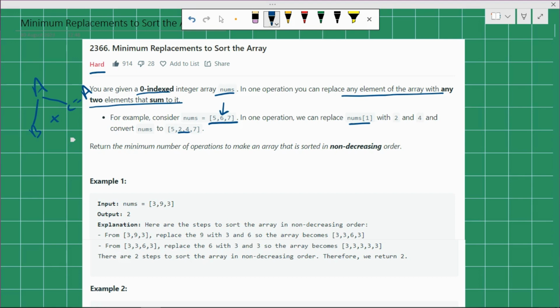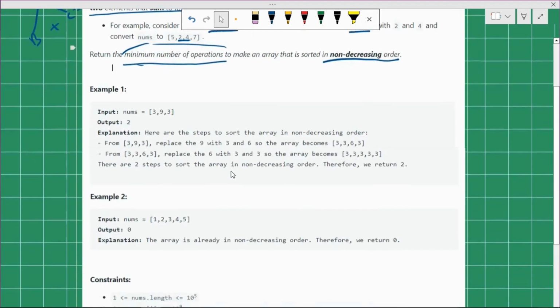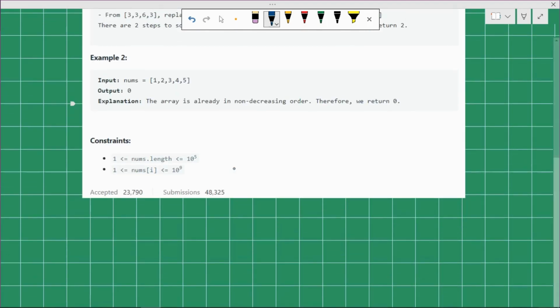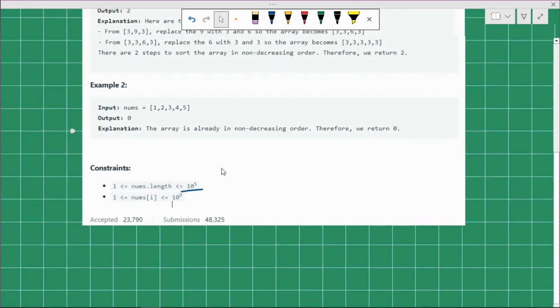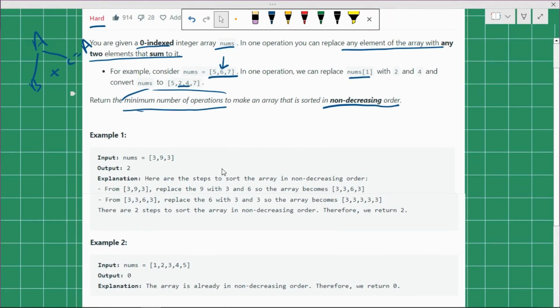So what we need to do is return the minimum number of operations to make an array that is sorted in non-decreasing order. When generally we see the minimum number of operations, we think of DP. But here, if you look at the constraints, it is 10 to the power 5. That means DP would not be applicable generally here. So now let's analyze some more examples.